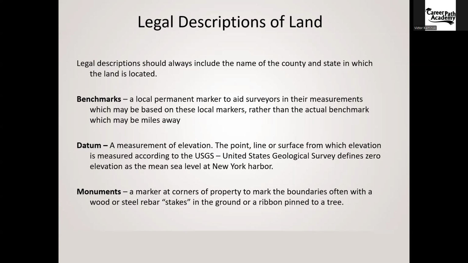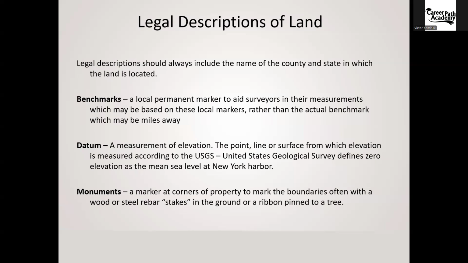Usually on the news, unless the news station has their own satellite, the satellite imagery often has a logo on it, USGS. That's their satellites that they're using for the weather predictions. So the datum is a measurement of elevation, and the USGS defines zero elevation as the mean sea level at New York Harbor. That's the average. The mean is the average. Discounting any storm activity where you could get higher sea levels than normal.